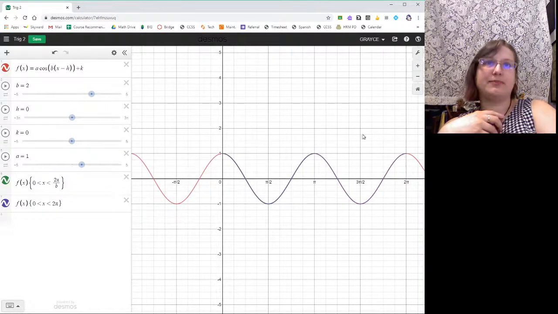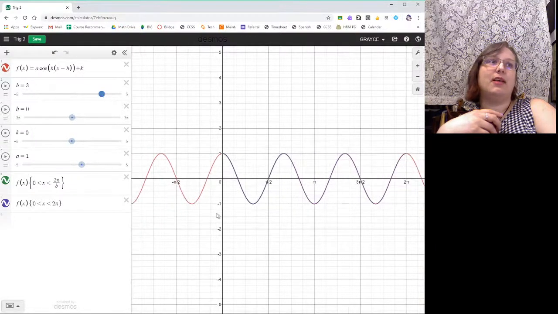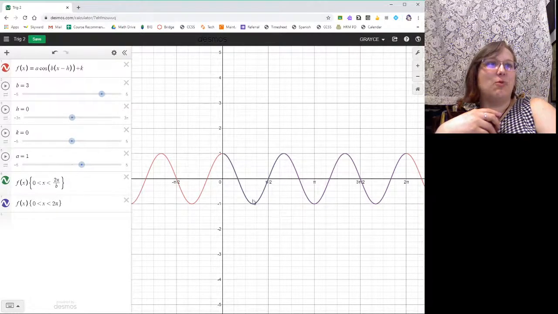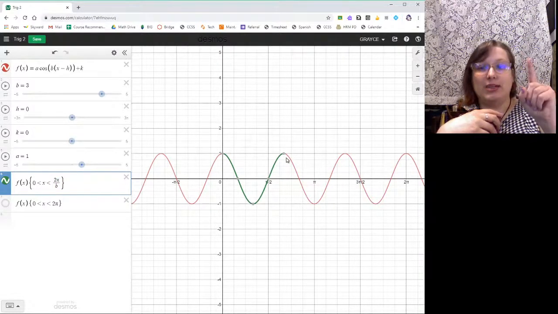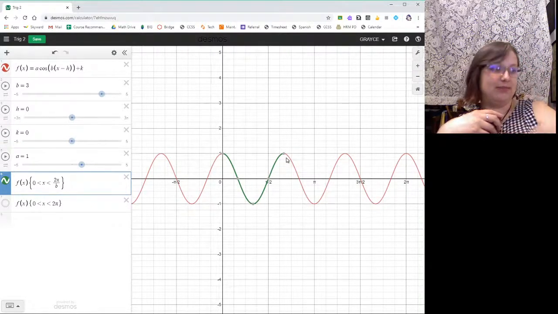If I made it 3, there's 3. There's 1, 2, 3. So that's how the 3 comes into play. Notice down here that I had to modify this to say 2 pi divided by b to show you just the green section, because that's my period length. That's one little cycle that I copy paste along. That's my one period length.